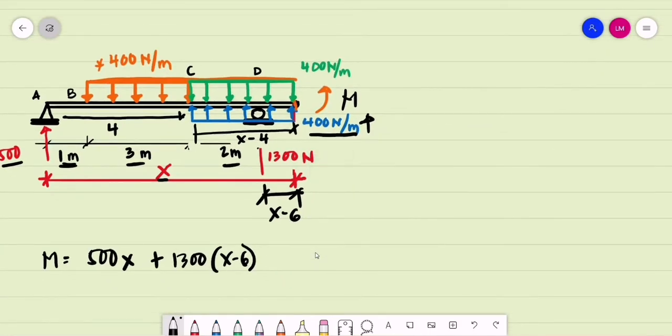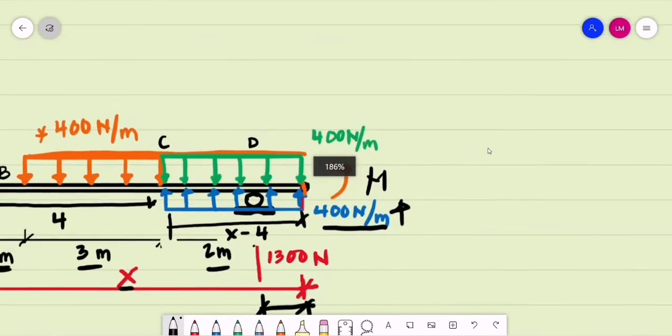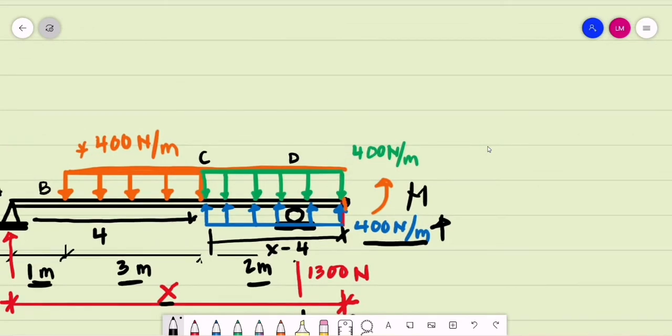So that is plus, we have 400 newtons per meter. Its equivalent resultant will be x minus 4. What about its lever arm? Its lever arm is in between the distance x minus 4, so this is x minus 4 divided by 2. Then we have the 400 newton meter downward.